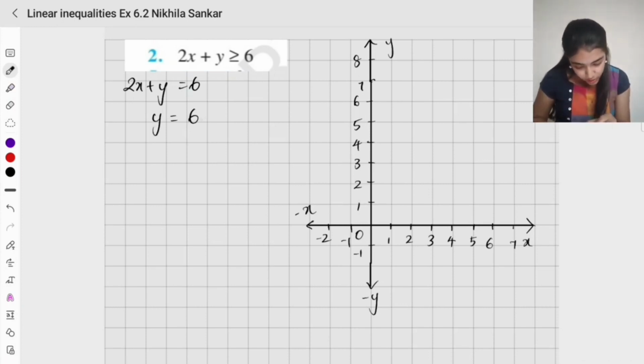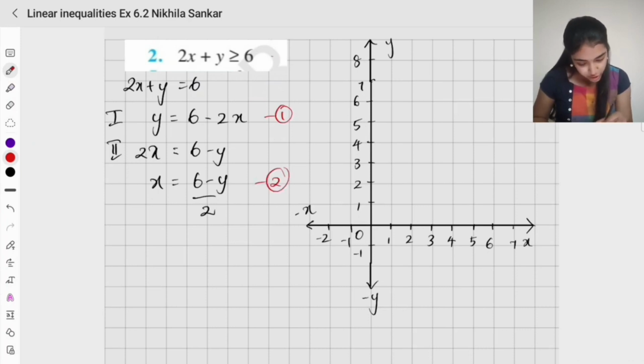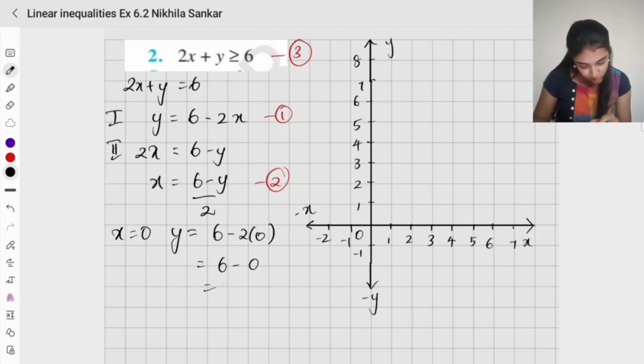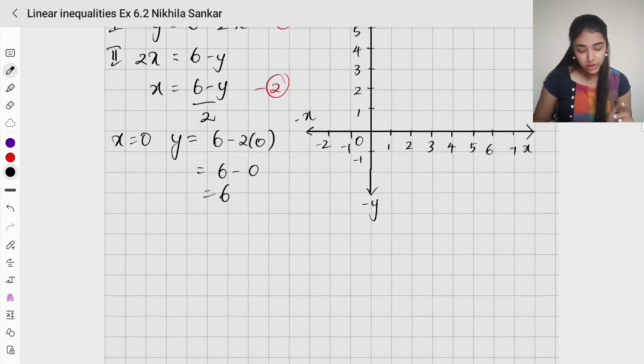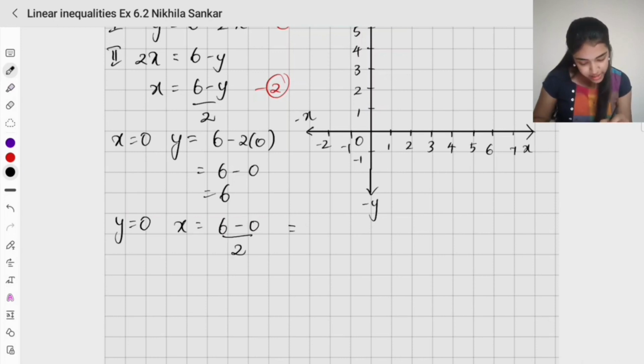Then y is equal to 6 minus 2x. That is the first one. The second one is x. 2x is equal to 6 minus y. x is equal to 6 minus y divided by 2. So I'm going to mark this as my equation 1, this is my equation 2 and this is my equation 3. Okay, now when x is 0, what is going to be my y? Y is going to be 6 minus 2 into 0, 6 minus 0 which is 6. So when x is 0, y is 6. Similarly when y is 0, x is going to be 6 minus 0 divided by 2. So this is going to be 6 by 2, 3.